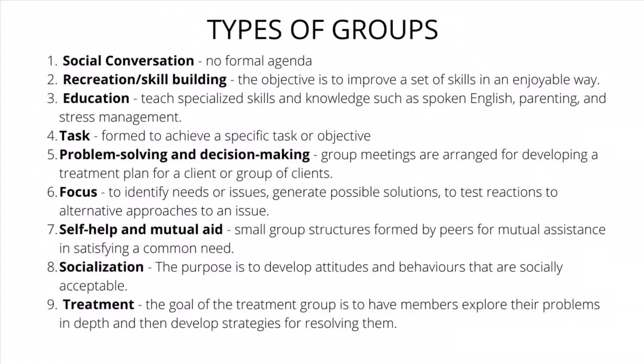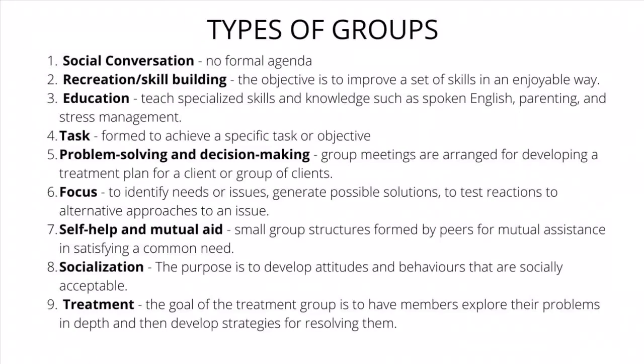Number 3, education. Educational groups teach specialized skills and knowledge such as classes on child rearing, stress management, parenting, English as a second language, or some other sort of training. Educational groups usually have a classroom atmosphere and involve considerable group interaction and discussion. A professional person with expertise in the area, who could often be a social worker, assumes the role of a teacher. Number 4, task.